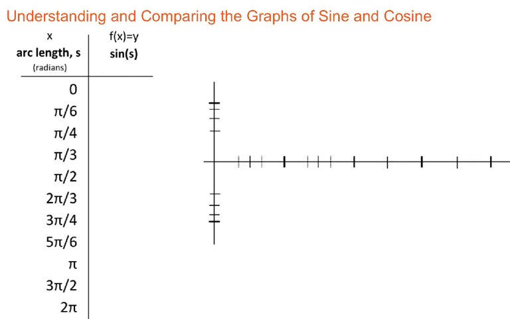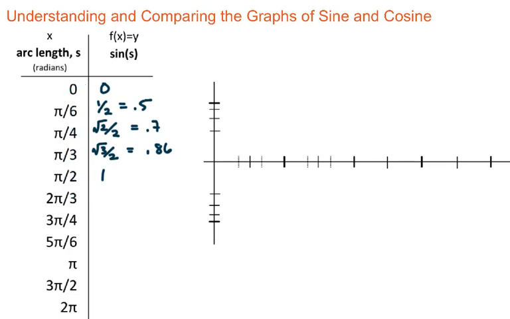So sine of 0 is 0. Sine of pi over 6 is 1/2 or 0.5. Sine of pi over 4 is root 2 over 2, essentially 0.7. Pi over 3 is root 3 over 2, which is about 0.86. And then at pi over 2, we get 1. So you'll notice between 0 and pi over 2, these values are increasing. Essentially, in the first quadrant, the values are increasing.